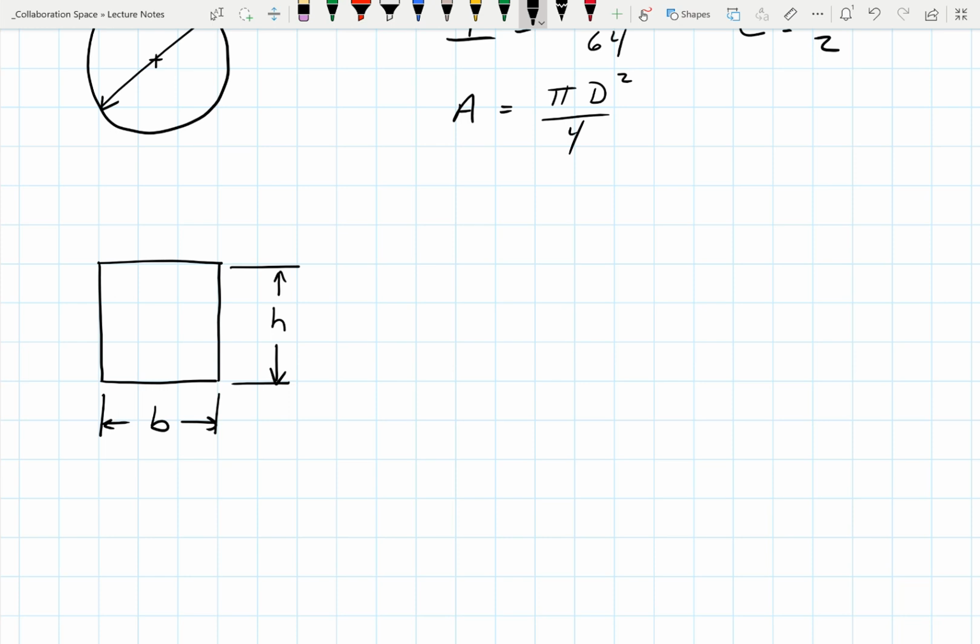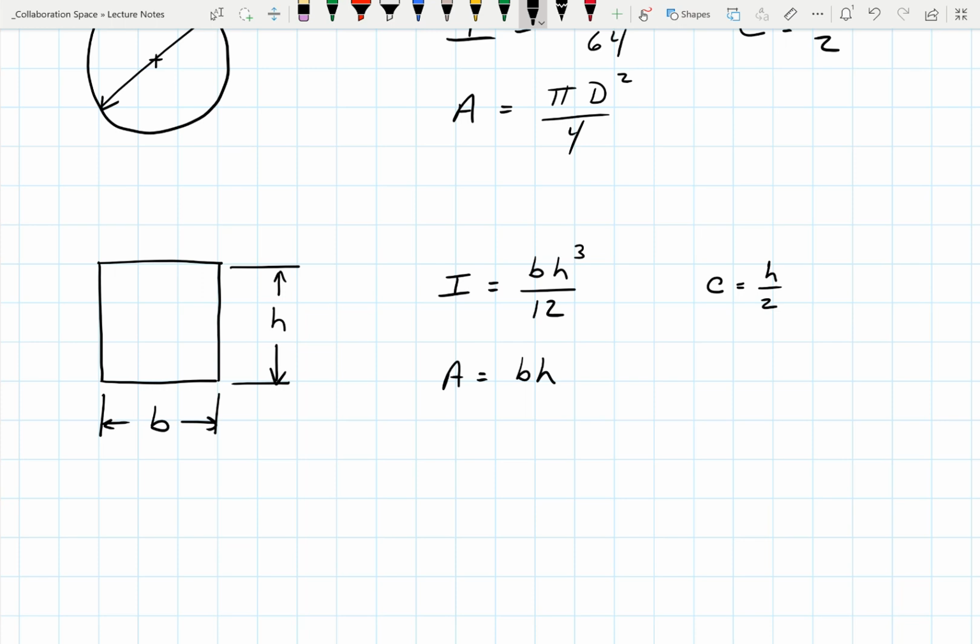Cool. All right, so I got that done on here. What's the I for a square? Okay. The area, base times height, and the C, height over 2. Okay.